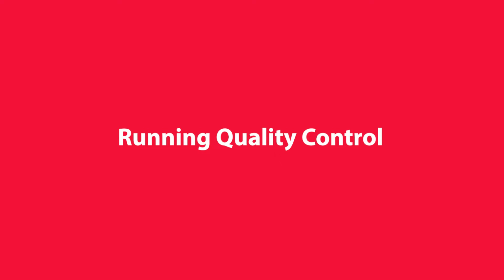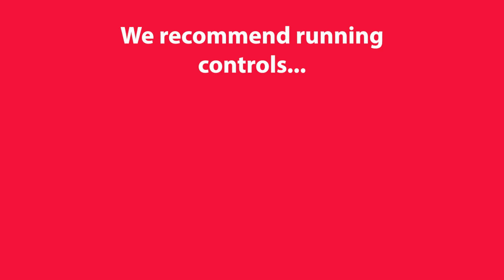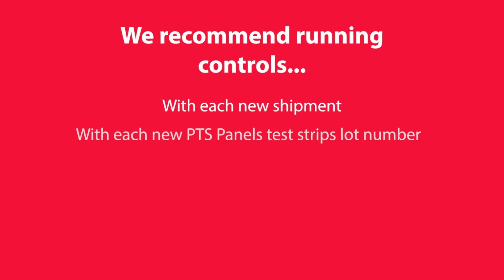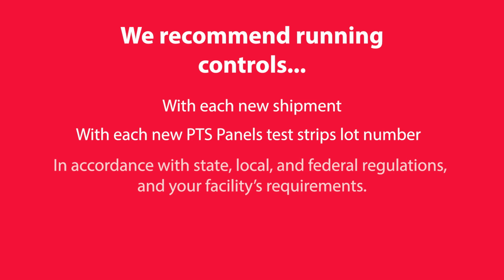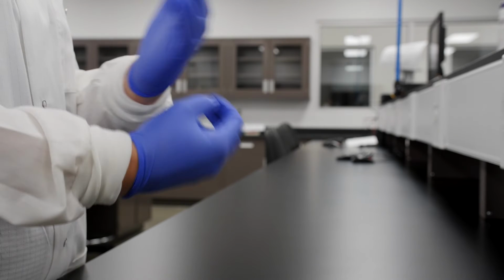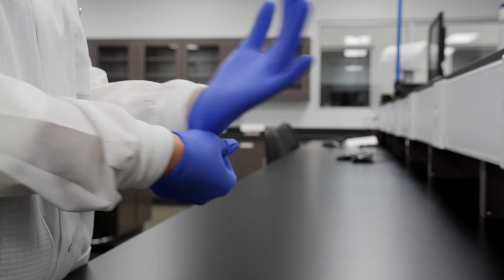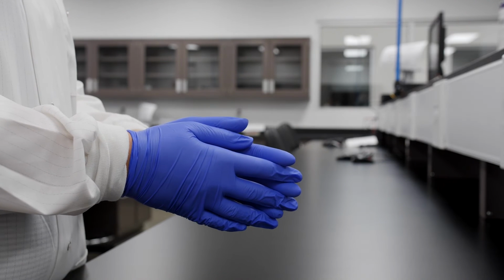Running quality control helps to ensure the accuracy of your test system. We recommend running controls with each new shipment, with each new PTS Panel's test strip's lot number, in accordance with state, local, and federal regulations and your facility's requirements. To run controls, first put on medical quality disposable gloves.